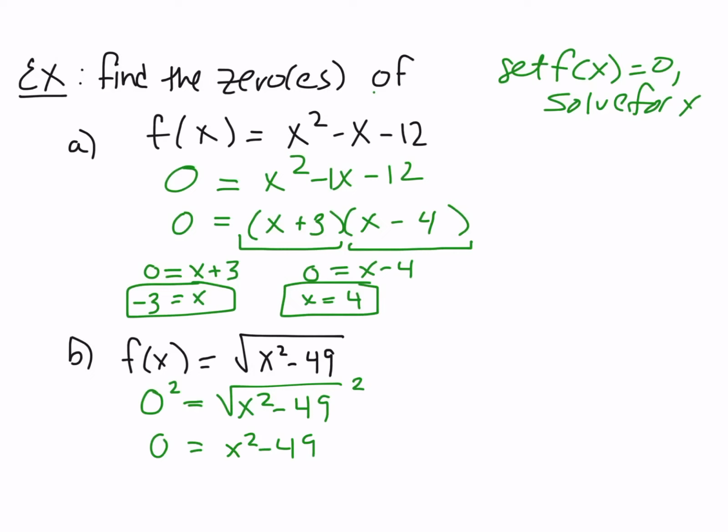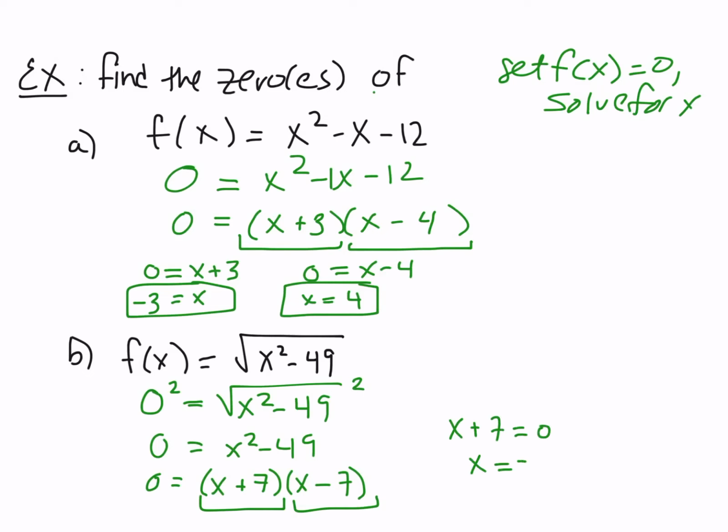Then I can factor x squared minus 49. It's a difference of two perfect squares, and it factors to x plus 7 and x minus 7. Setting each one of these factors equal to 0 gives me a solution of x equals negative 7 and x equals positive 7. So my two zeros would be negative 7 and positive 7.